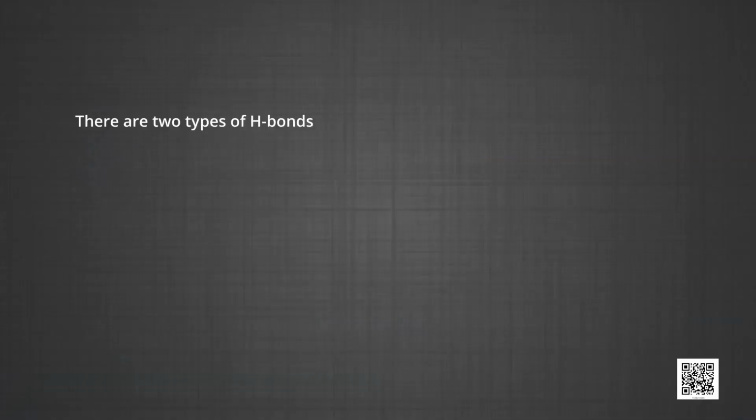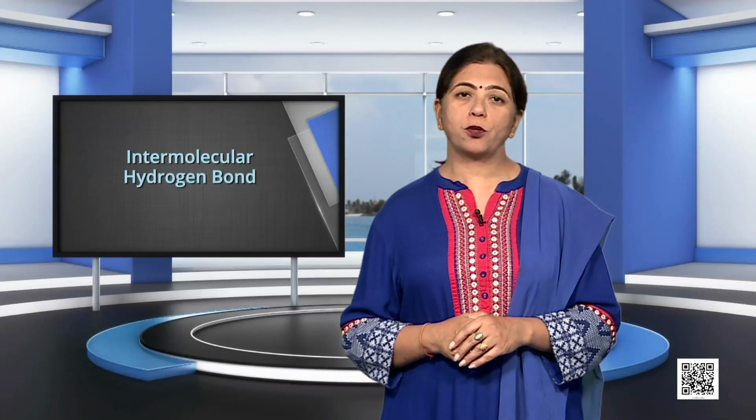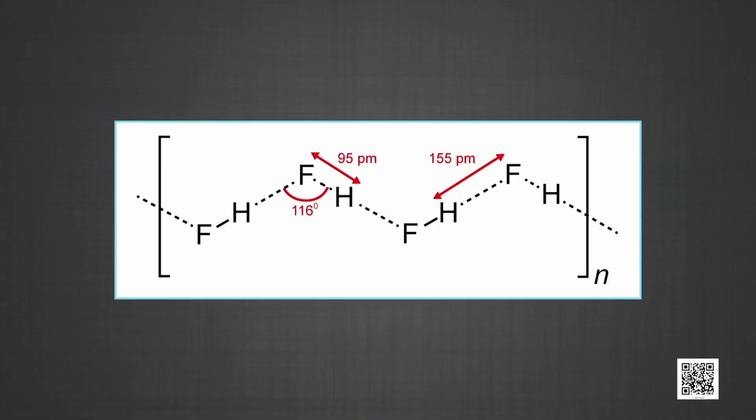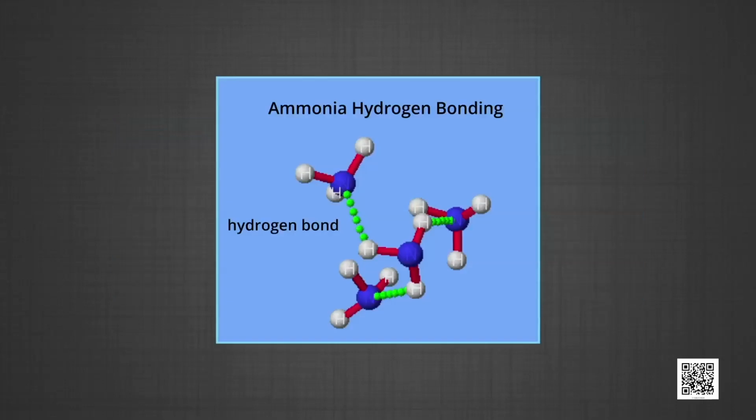Now, let us discuss the types of hydrogen bond. There are two types of hydrogen bonds. The first one is the intermolecular hydrogen bond. The second one is the intramolecular hydrogen bond. Let's discuss each one by one. The intermolecular hydrogen bond is formed between two different molecules of the same or different compounds. For example, hydrogen bonding in the case of HF molecules, alcohol or water molecules etc. is intermolecular hydrogen bonding. You can see the structures on the screen.